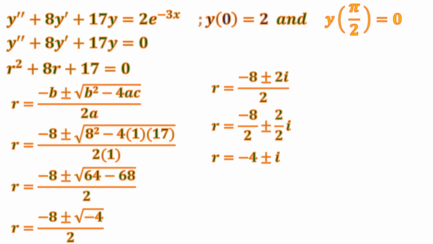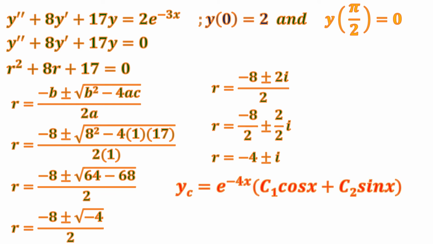So we can have now the complementary solution where this format is for complex roots. We have e to the negative 4x. It's negative 4 because of the real part of the root, negative 4, times c1 cosine x. So it's only cosine 1x because of the 1i. So cosine x plus c2 sine x. So that's the complementary solution. And we need to solve now the yp.